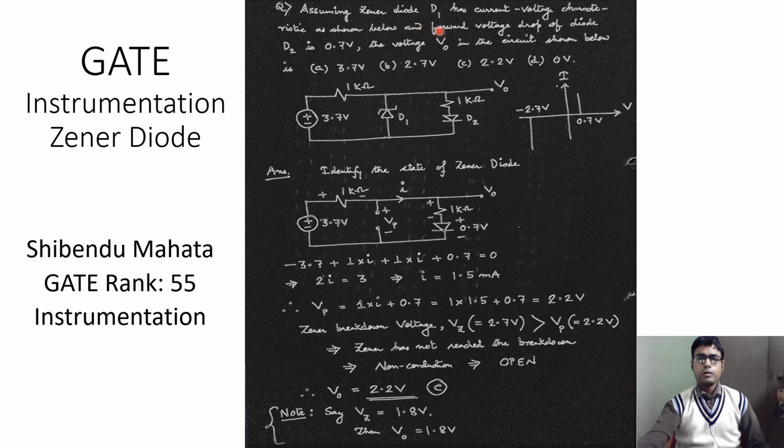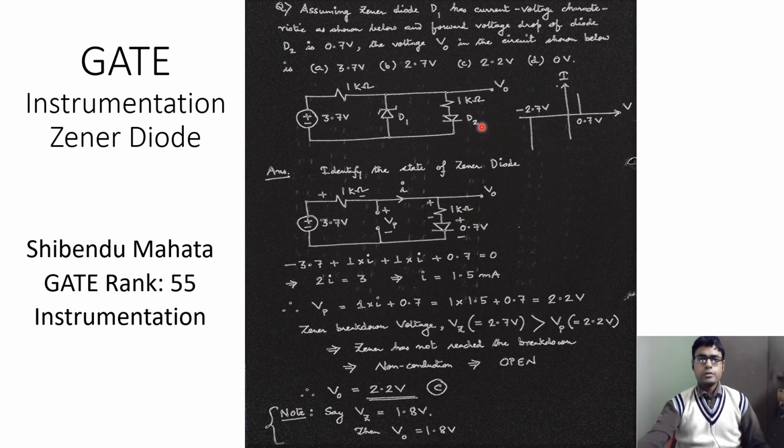Assuming Zener diode D1 has the current-voltage characteristic as shown below and the forward voltage drop of diode D2 is 0.7 volt, the voltage V0 in the circuit shown below is: option A, 3.7 volt; option B, 2.7 volt; option C, 2.2 volt; and option D is 0 volt. So this is the circuit. It has a Zener diode and a rectifier diode, and this is the voltage-current behavior for the Zener diode.